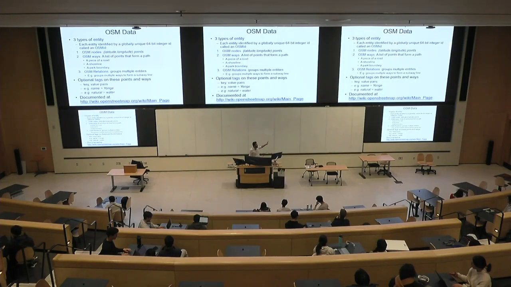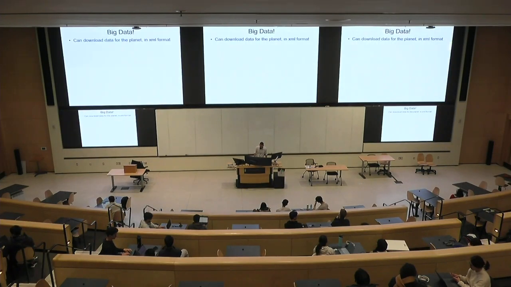So all of this is documented online and it's open source. Anyone can contribute to this data, and it's basically on this wiki page. People contribute to it all over the world. But as I said, this data can be really big. It can be downloaded for the whole planet in an XML format. XML, if you haven't heard of it, is a text file format that is human readable, and it makes it easy to understand what each city consists of.